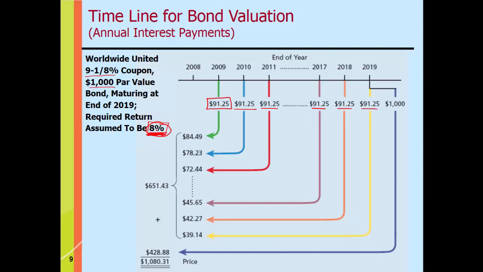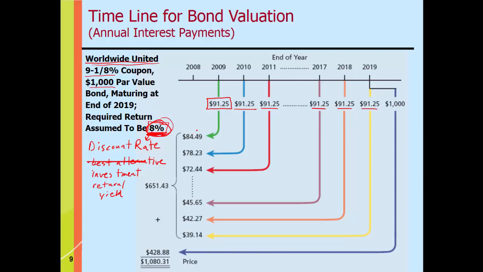And that's a really important concept in valuation. What is the appropriate discount rate? Well, it's typically the best alternative investment return. So if we're comparing Worldwide United to a similar quality corporate bond, and those bonds are currently yielding 8%, we'll want to discount Worldwide United's bonds by 8%.